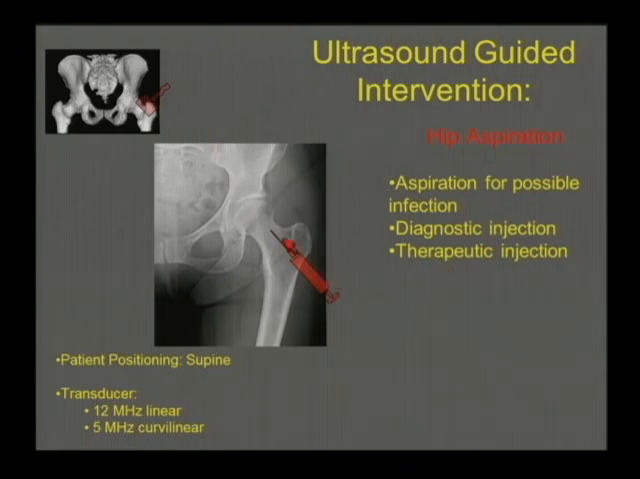So to access the hip, we again position the patient supine. The transducer we're going to use is, again, dictated by body habitus. I frequently will use a 5 megahertz transducer even in a relatively thin patient because it shows the needle very well over a wide range of depths.